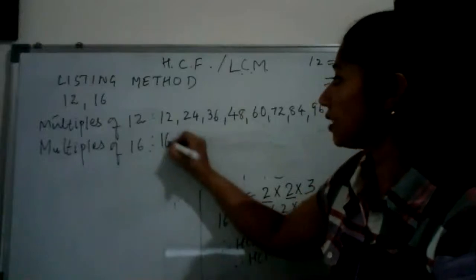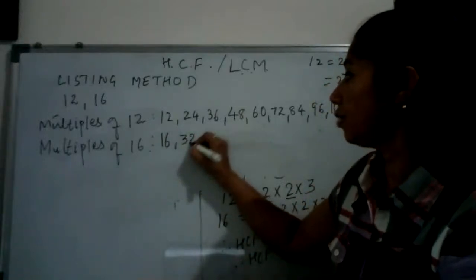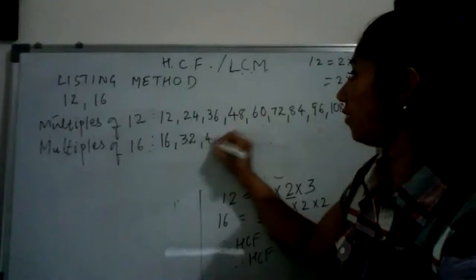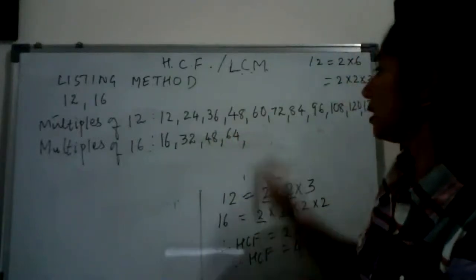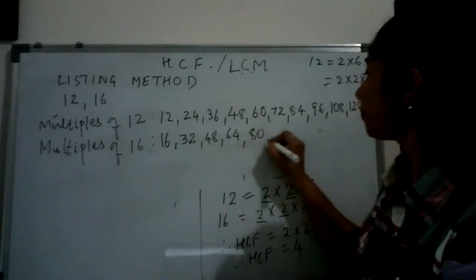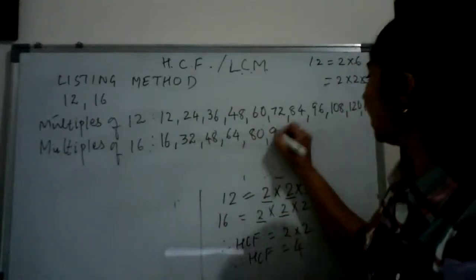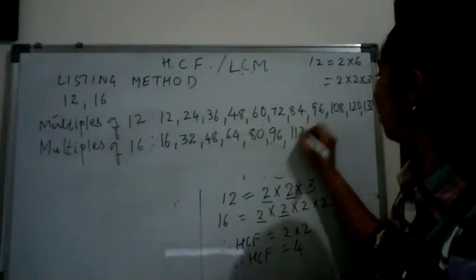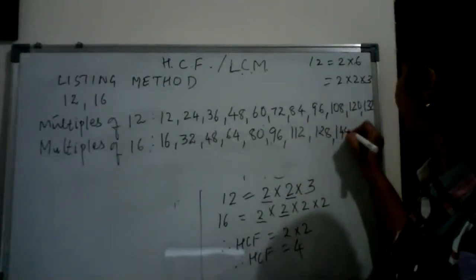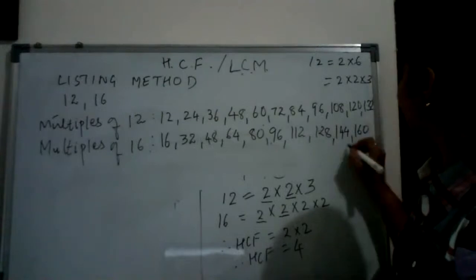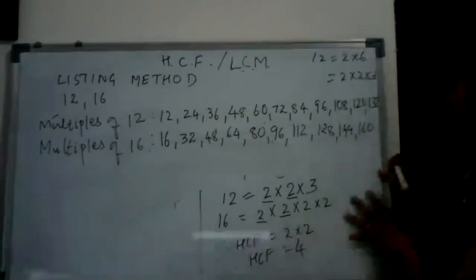16 ones are 16. 16 twos are 32. 16 threes are 48. 16 fours are 64. 16 fives are 80. Then 16 sixes are 96. 16 sevens are 112, 16 eights are 128, 16 nines are 144, and 160, and so on. It can go on, isn't it?